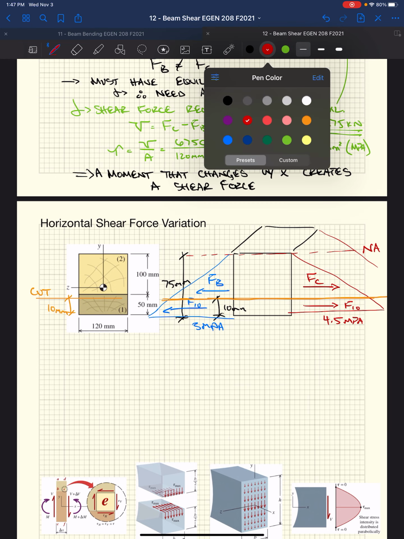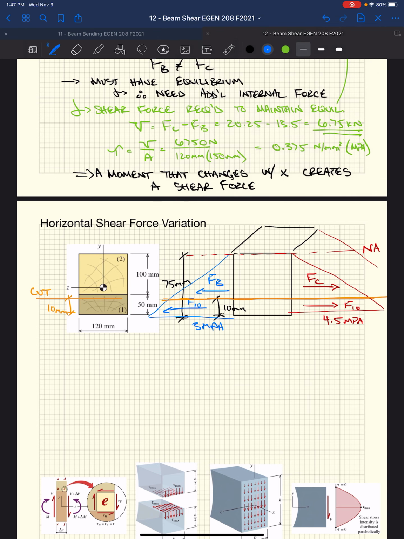Oops, I'm going to use blue. I'm going to say now our F sub 10 equals F sub B minus F sub 10 to 75, right? It's essentially all of the force that's above this line gives us what's left over.